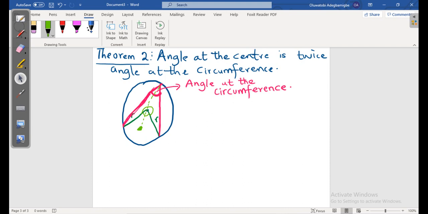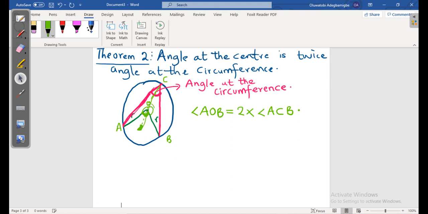So if I draw the line from this place and it stops here, this interior angle is closer to this dot than this exterior angle. So this becomes the angle at the center. So if I label here as O, here as A, here as B, and here as C, it means that the angle at the center, which is AOB, will be 2 times the angle at the circumference, which is angle ACB.